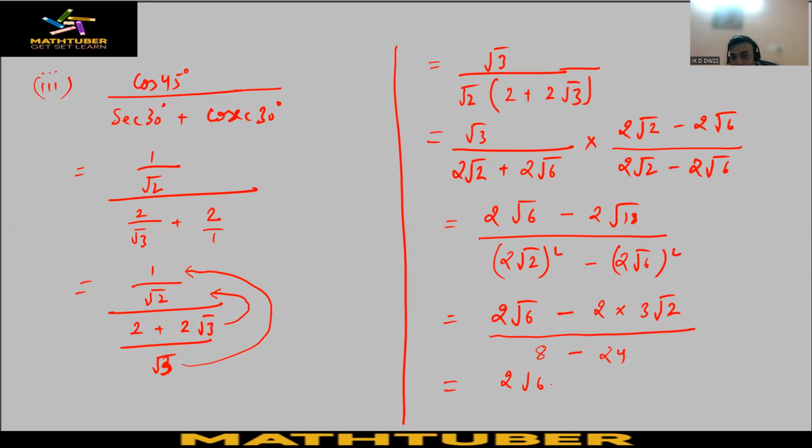Now this will be 2 root 6 minus 6 root 2 upon minus 16, and either you can take 2 common and cancel it with 16, so it will become root 6 minus 3 root 2 upon minus 8. So this will be our final answer, right? So if there is under root 2 or under root 3 or under root 6 or any root value in the denominator, you have to rationalize it to get the proper answer. You have to remove that square root from the denominator.